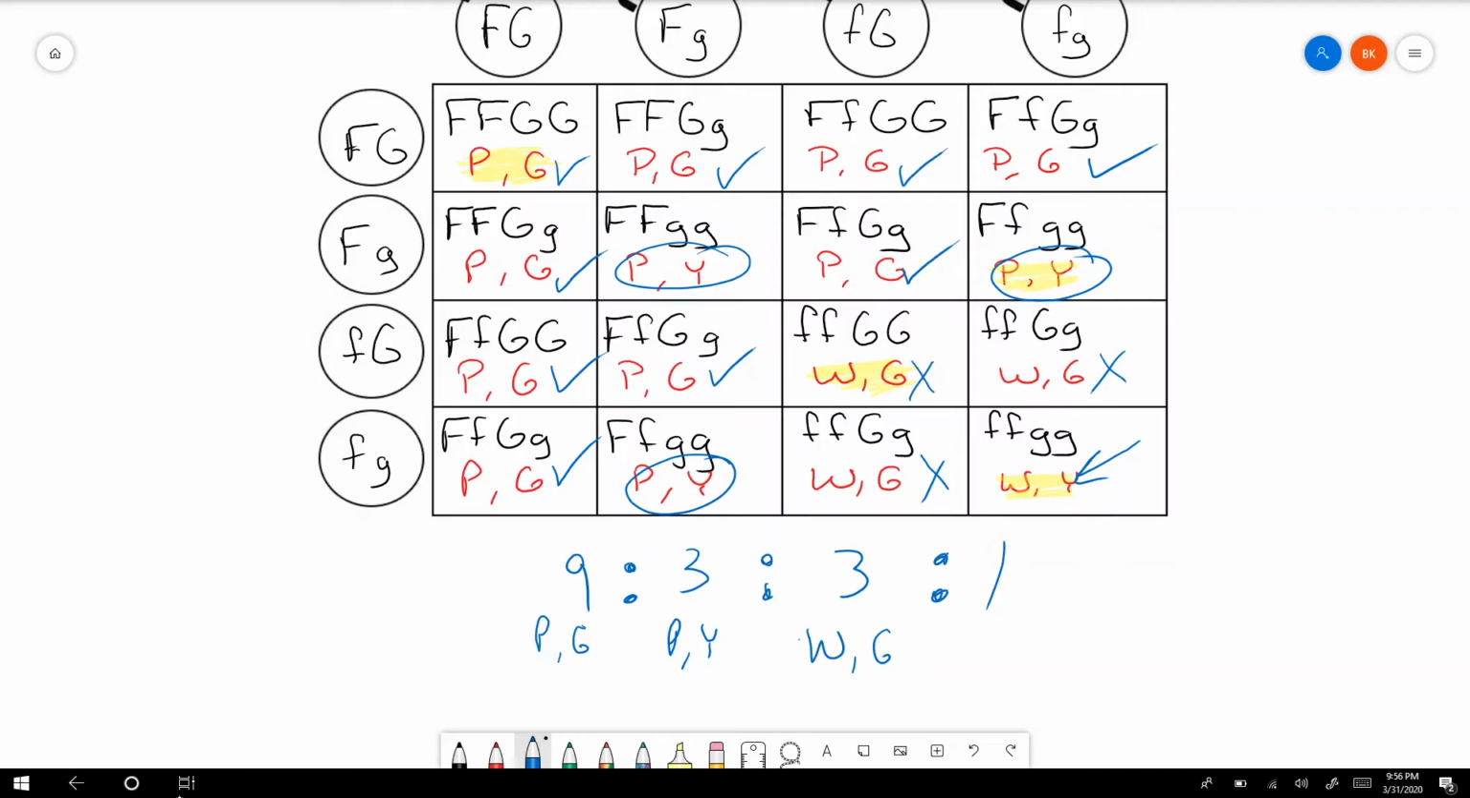Add up those numbers. They should add up to 16. They do. 9 plus 3 is 12, plus 3 is 15, plus 1 is 16. And that is the phenotypic ratio of this cross, and it will always be the phenotypic ratio if both parents are heterozygous for both traits.